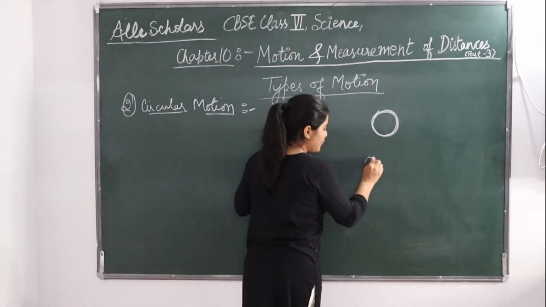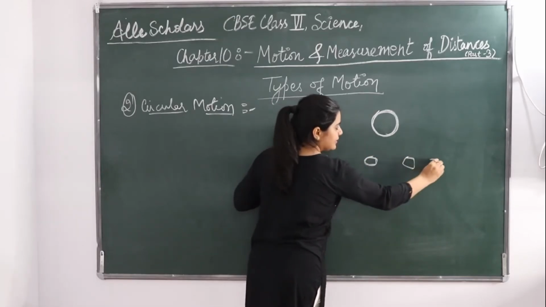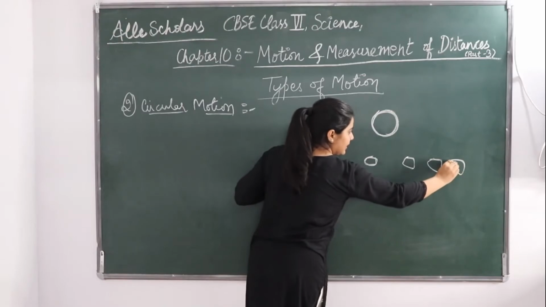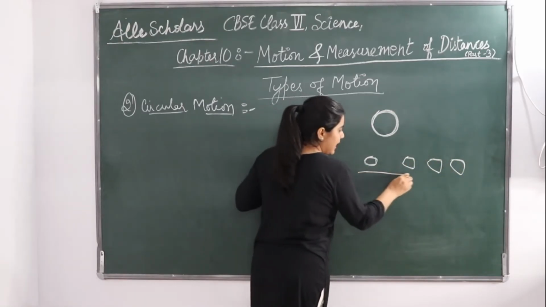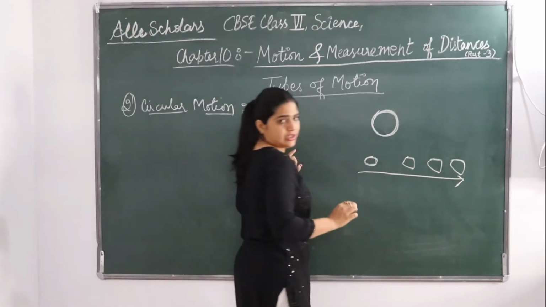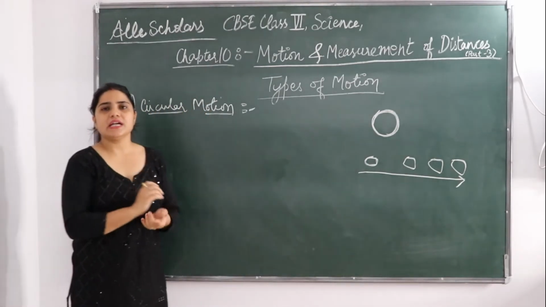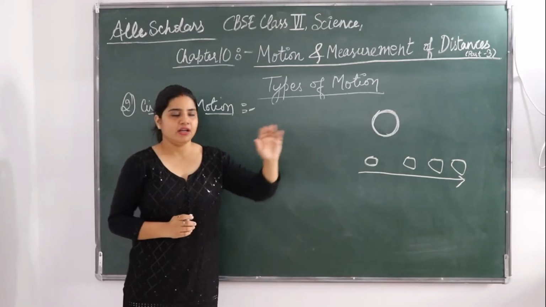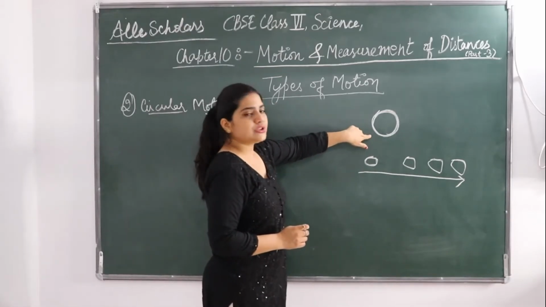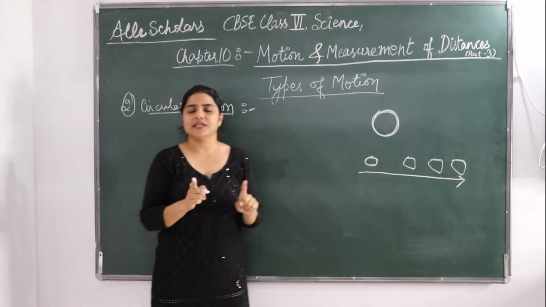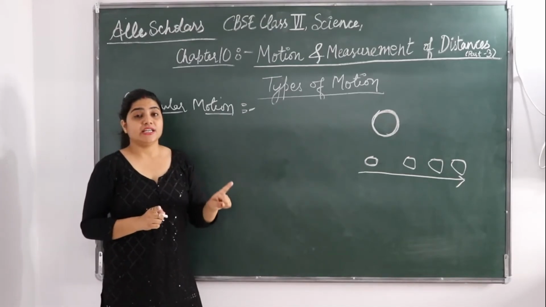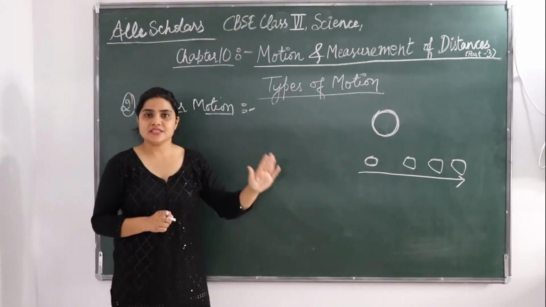So firstly, suppose a car was here, then the car moves here, then the car moves here, then the car moves here. So this car is changing its position. In rectilinear motion, the position of the object keeps changing. But in circular motion, the position of the object is not changing, it remains the same.